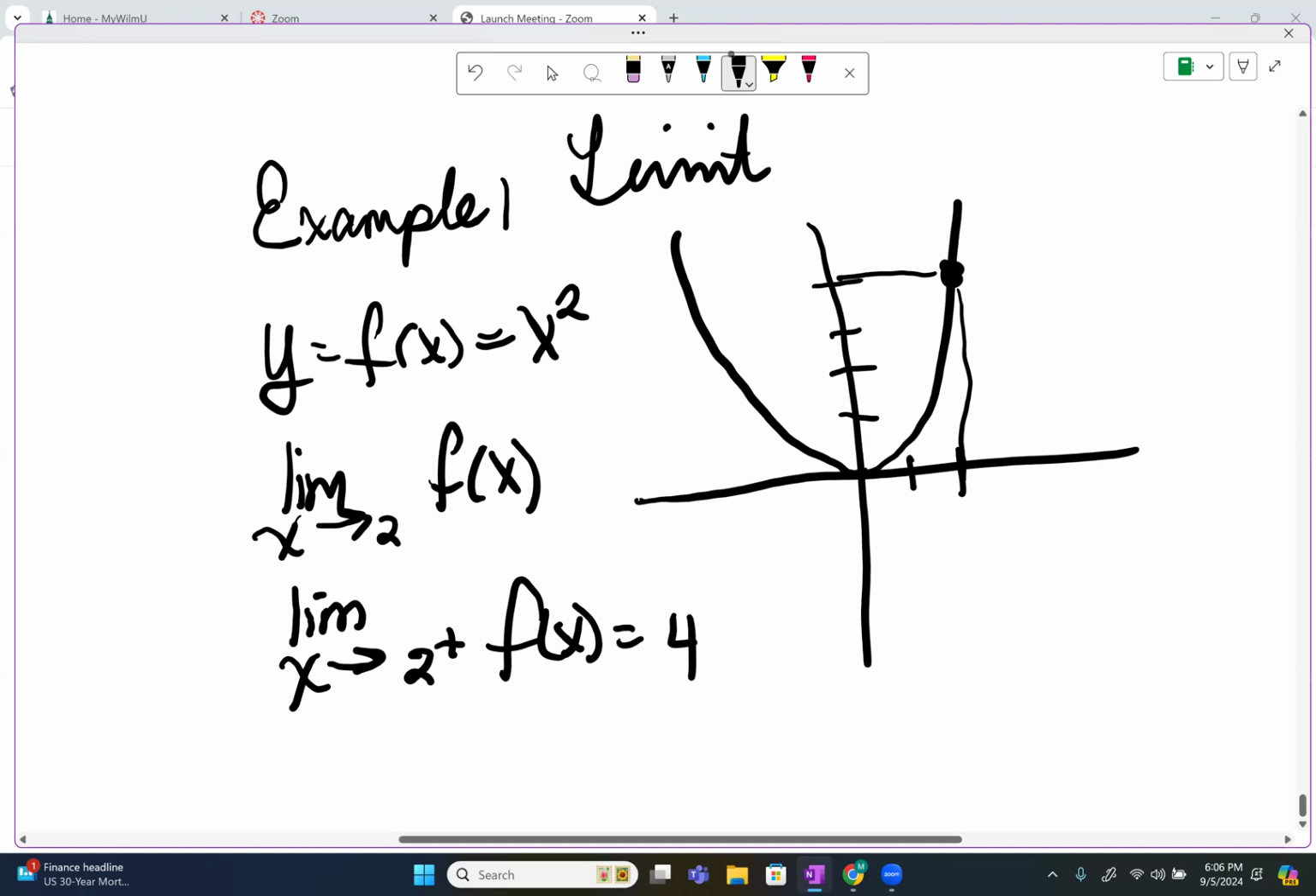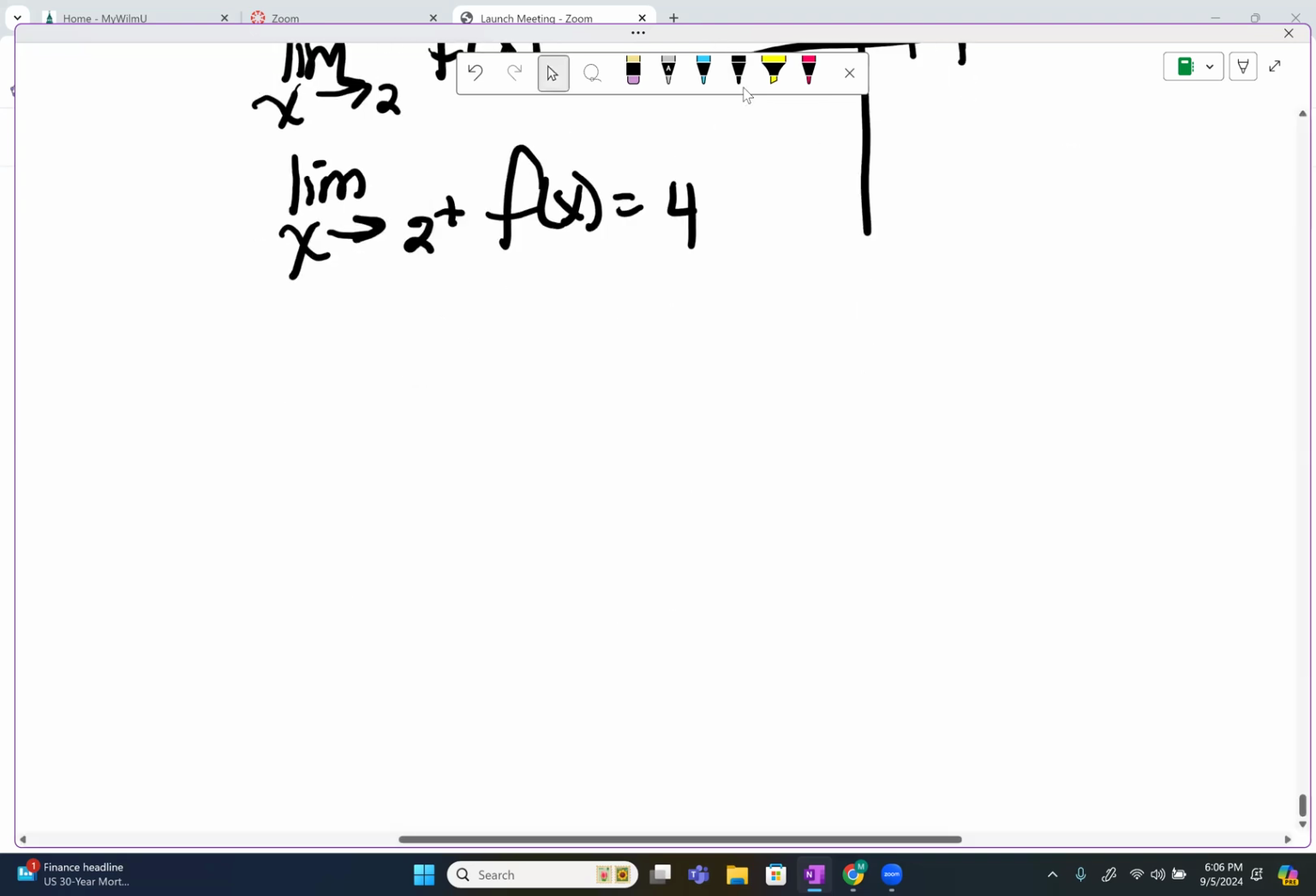I assume that was pretty easy for you to understand. Or is there anybody who needs clarification on that? No, you're clear. Okay, good. All right, so then what happens in example 2?